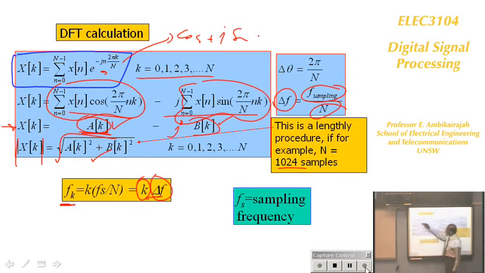This is a lengthy procedure if, for example, N is 1024 samples. Imagine if you have 1024 samples, for every value you have to evaluate this first, and then evaluate this second, and then you square root and square. It's not easy. It takes a lot of time. So DFT computation is very complex. That's why you have got the FFT algorithm.